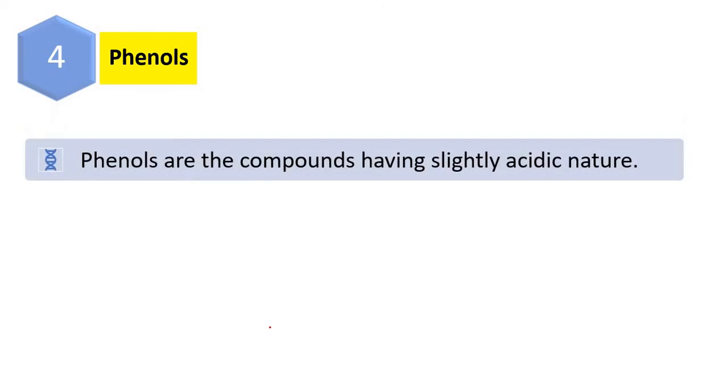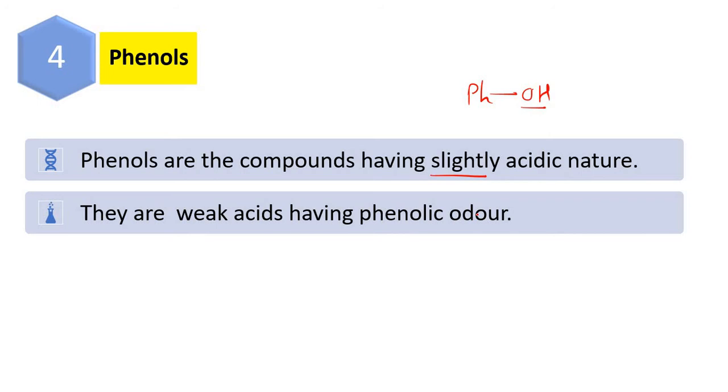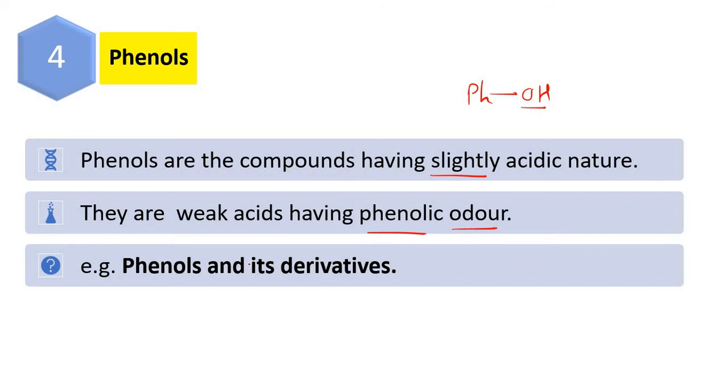And at the last, phenols. Phenols are compounds having a slightly acidic nature because the OH group attached to the benzene ring is acidic in nature. That's why they are slightly acidic. They are also known as weak acids. The examples are phenol and its derivatives. Suppose I have this phenol structure and I join any other group to it, like chlorine here, or suppose I add this CH3 group. These are the derivatives of phenol.